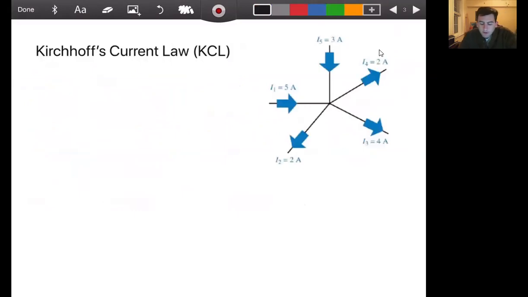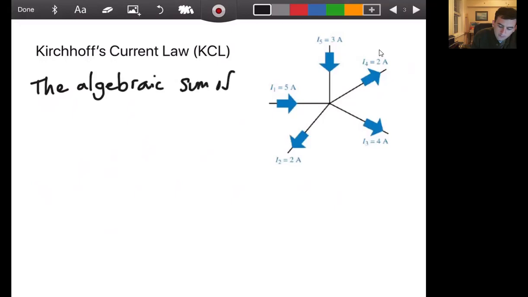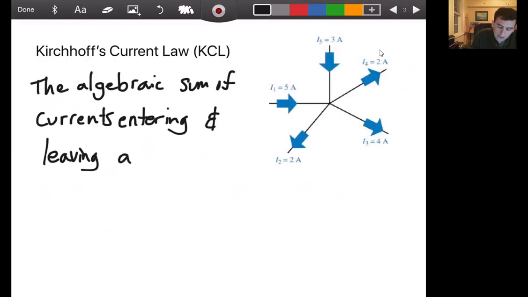Next, we'll talk about Kirchhoff's current law, KCL. You recall from the last lecture, we learned about Kirchhoff's voltage law. This one will be similar, but we'll deal more specifically with parallel, as opposed to series, which is more applicable to KVL. Kirchhoff's current law states that the algebraic sum of the currents entering and leaving a node is 0.